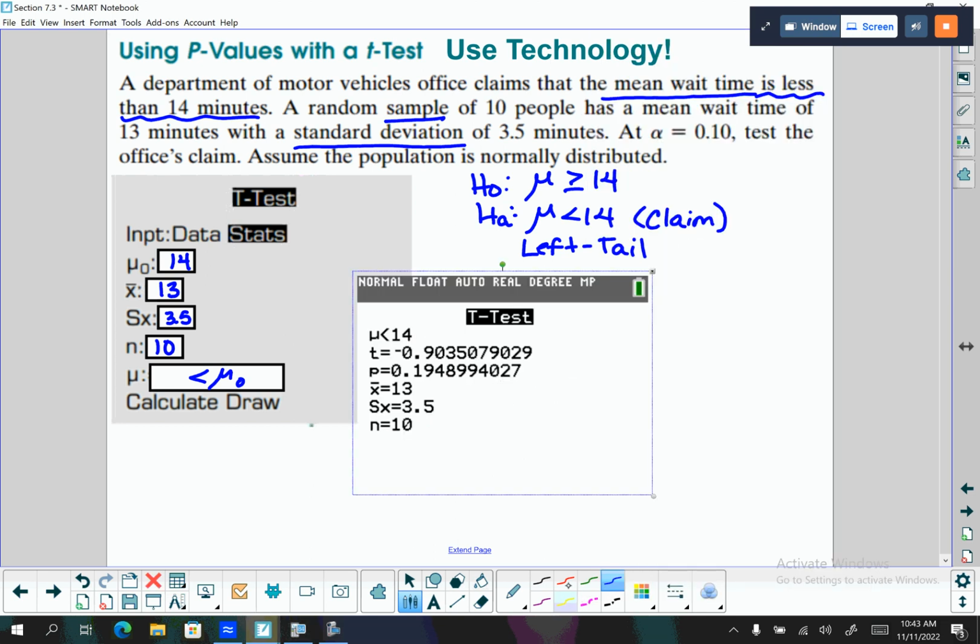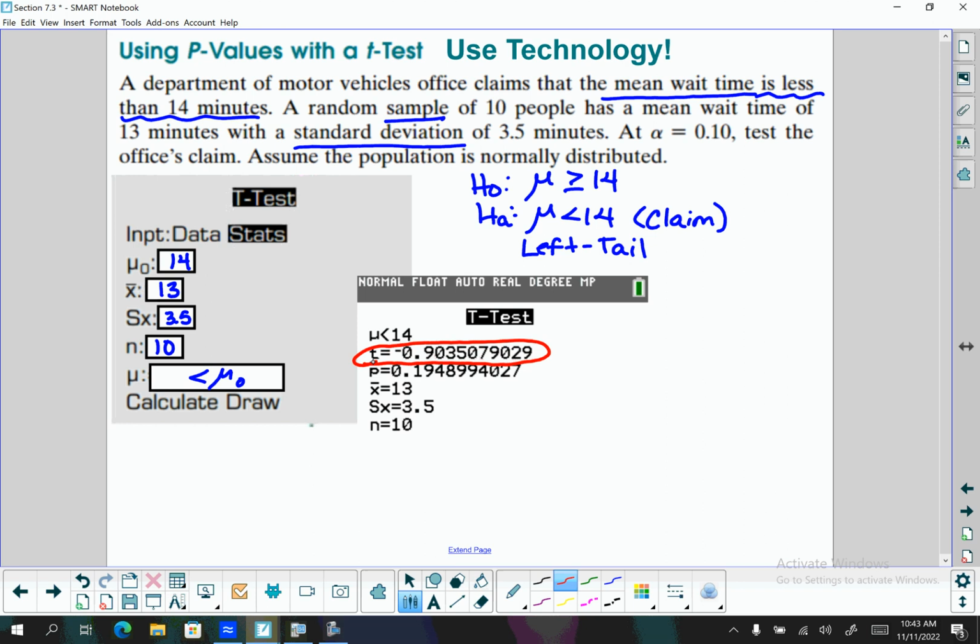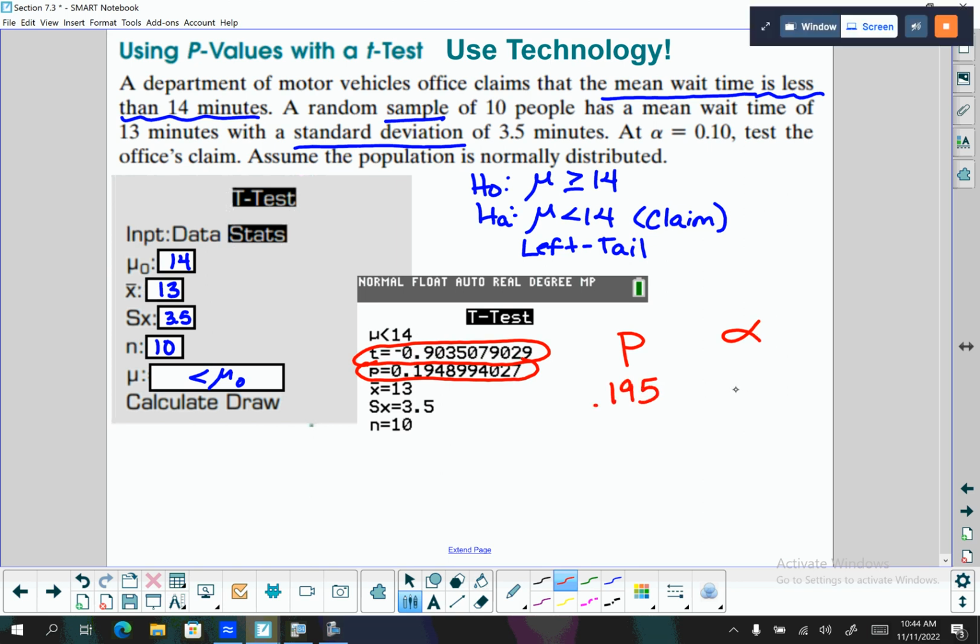Okay, so it gives us a few things. It gives us a critical value of t. And with technology, we get a lot more decimal places, which is nice. It's a lot better than what we would get on our chart. But the p-value is what's ultimately going to make the decision for us. So before, same thing, we compare p to alpha. P is 0.195, if I give it 3 decimal places. Alpha in this problem is 0.10. So in this problem, P is greater than alpha. So if P is greater than alpha, do you remember what we do? Fail to reject. Do not reject.